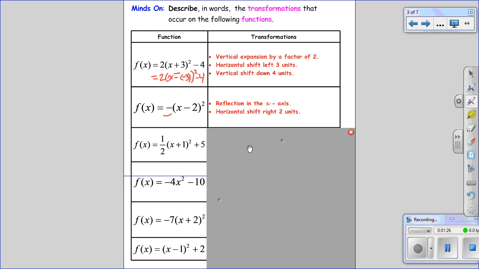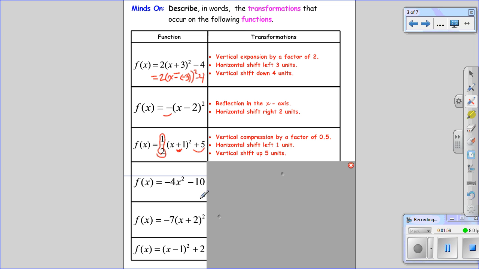f of x is a half of x plus 1 squared plus 5. 1/2 is between 0 and 1, and therefore it is a vertical compression by a factor of a half because it's going to flatten the curve. And again, this is positive, but it's like writing subtract negative 1, so it's a horizontal shift left 1. The plus 5 tells you add 5 to all of those y values you already had, so it's indicative of a vertical shift up 5 units.